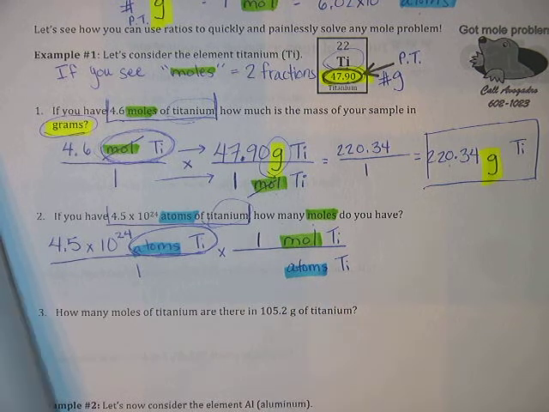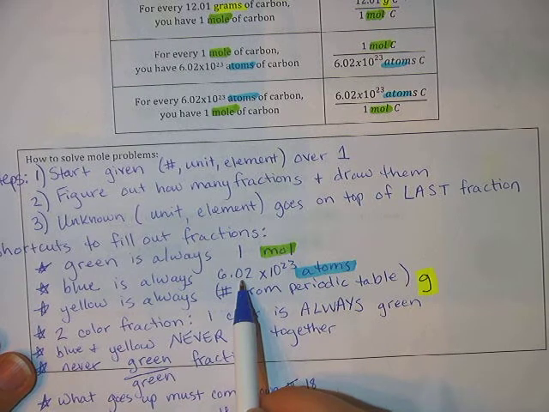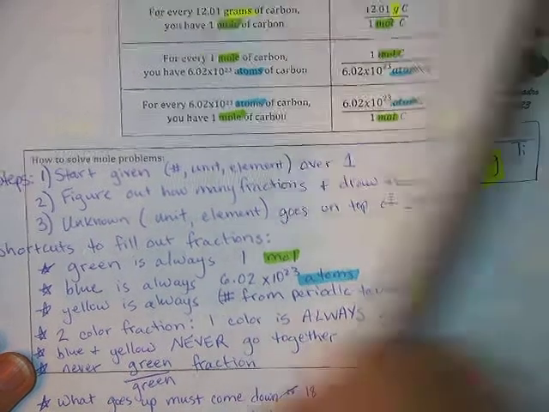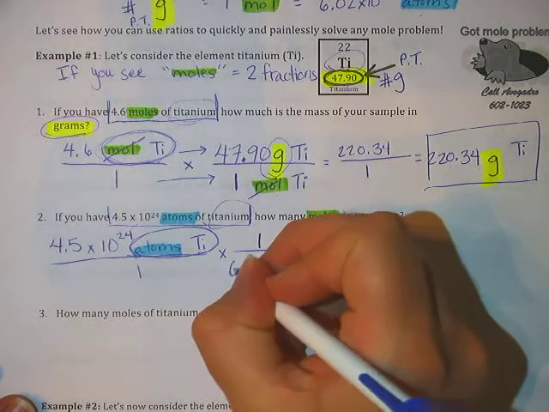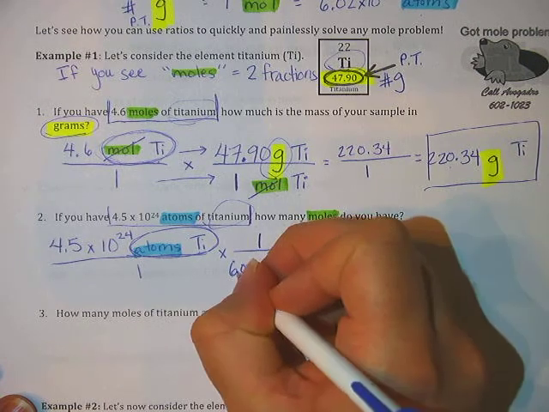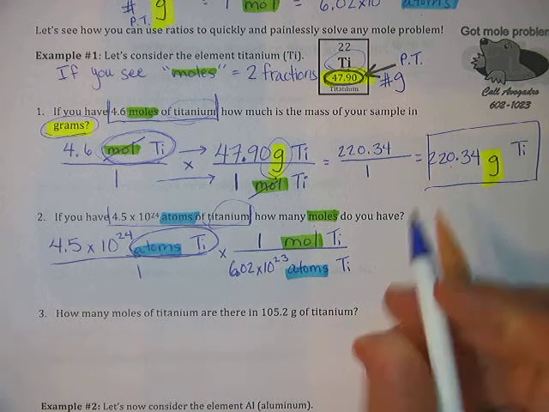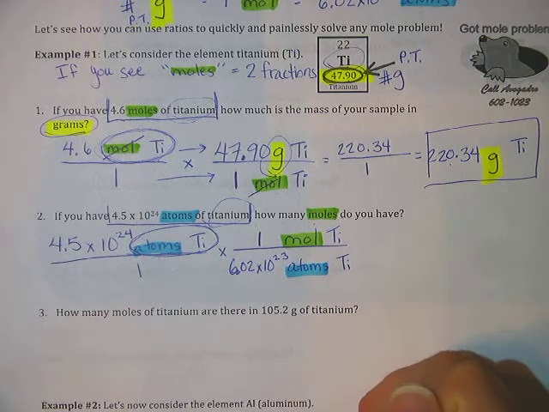Atoms are blue. When it's blue, we use 6.02. So I'm going to take that number, 6.02 times 10 to the 23rd. Again, that's called Avogadro's number, named after a dude, Avogadro. I'm going to take that number and write it in, because when it's blue, you use 6.02. It rhymes.